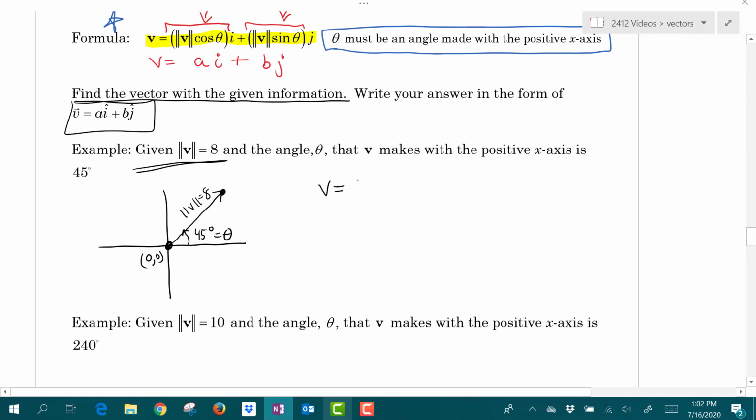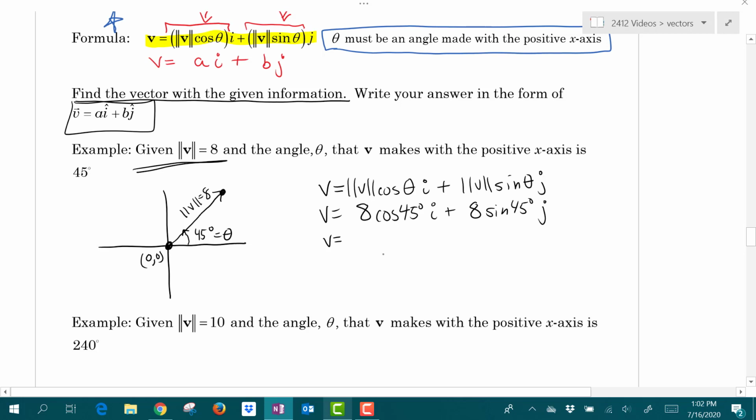Right, so we want to find the components of the vector. So we're going to use that formula above. So let's fill some things out. We know that 8 is the magnitude and 45 degrees is that angle. Alright, we're going to find two things. I'm going to find the exact value, and then we're also going to work with the approximation.